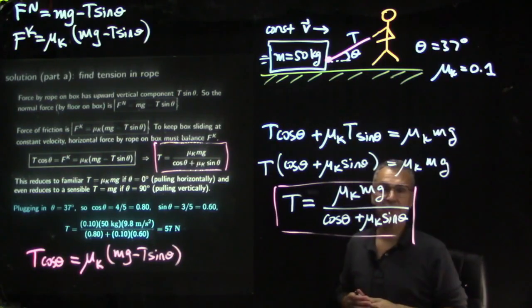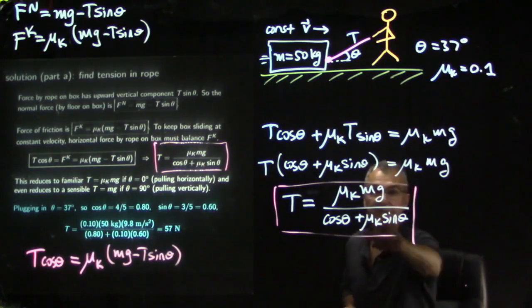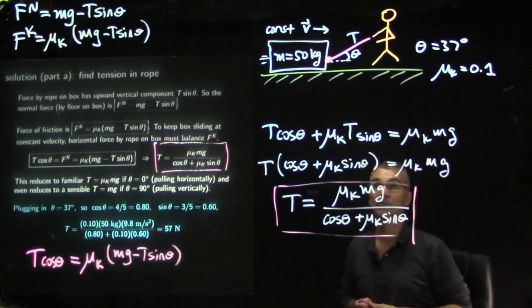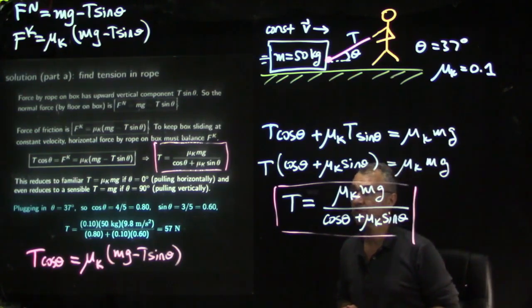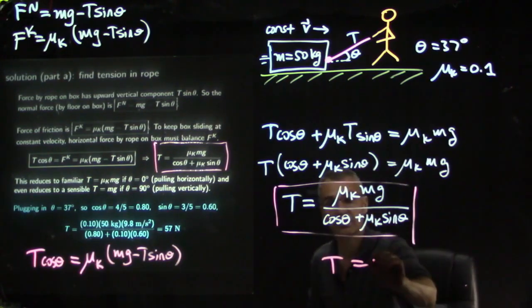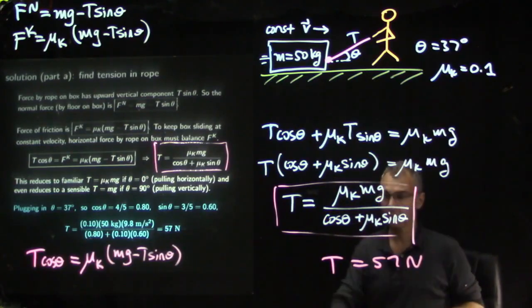And then you could even try plugging in theta is 90 degrees. Cosine theta is 0, sine theta is 1, and the mu cancels out. You get that the tension is mg. Even that makes sense because you're basically holding the box's weight with the rope. So those two limiting cases make sense. If we plug in numbers, we get that the tension is 57 newtons. So we got the tension.